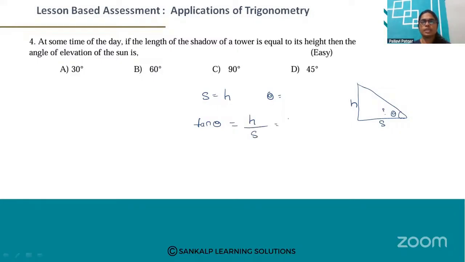So here H is equal to S. So S is equal to H. So here H divided by H is equal to 1. So tan theta is equal to 1. We have to find the angle theta. So we need to find the inverse of tangent.